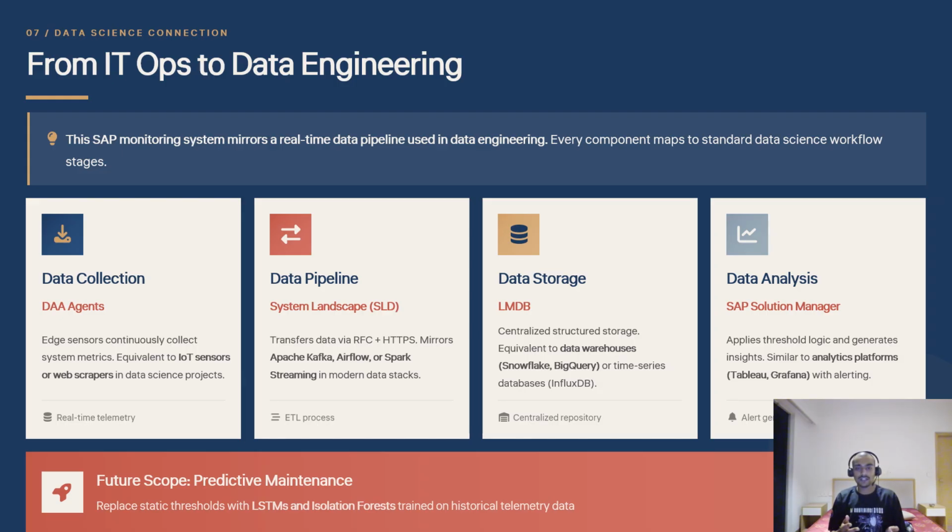So the conclusion here is the project successfully reduced the manual monitoring hours to nearly zero and drastically improved incident response time. Most importantly, it laid the data groundwork necessary to eventually transition IT operations from simple automated alerting to AI-driven predictive maintenance. Let's see what's in our next slide.